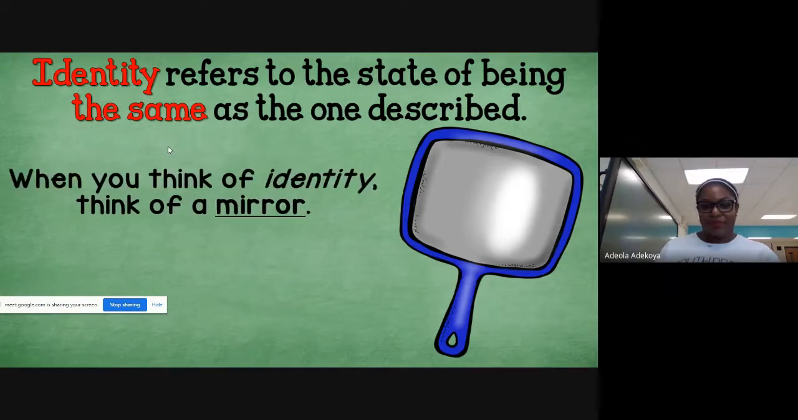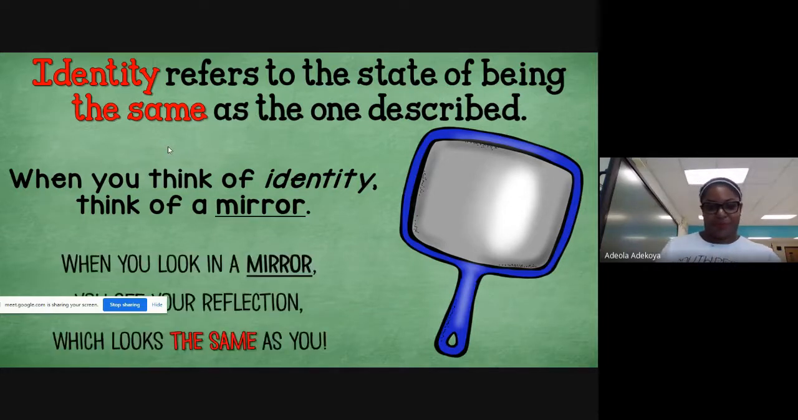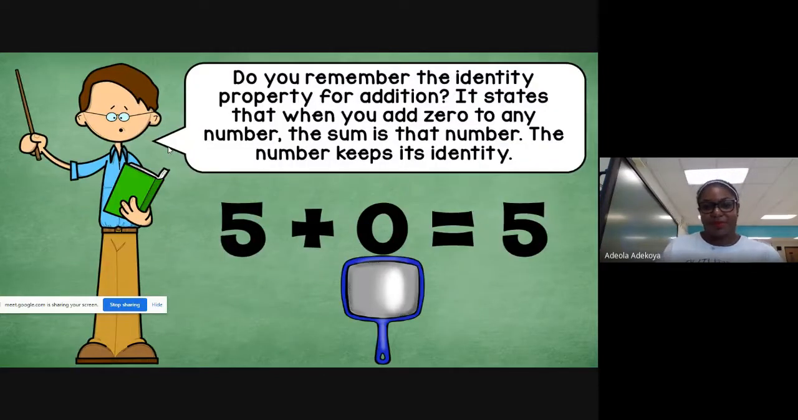So when you think of identity, think of a mirror. When you look at yourself in a mirror, who do you see? The same you. Your reflection looks the same as you. So in addition, if our number is 5, what number do we have to add to 5 so it still stays at 5? That would be 0. So this would be for addition.